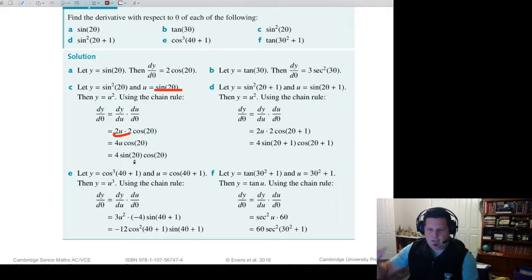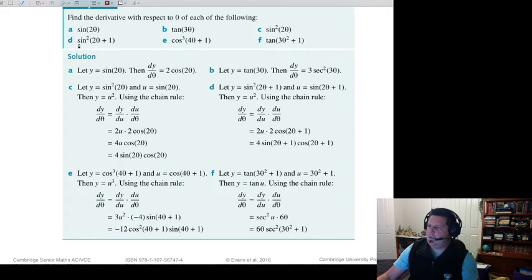Again, with these chain rule questions, it's a matter of clearly and carefully setting them out. I see many students not clearly setting it out, and mistakes are happening. Take your time, write down what u is, write down each of the parts, write down the chain rule, and carefully set it out. Make sure you substitute it back in at the end as well.